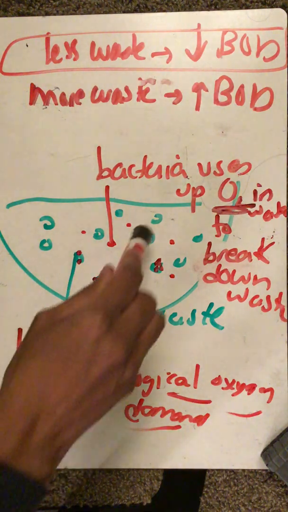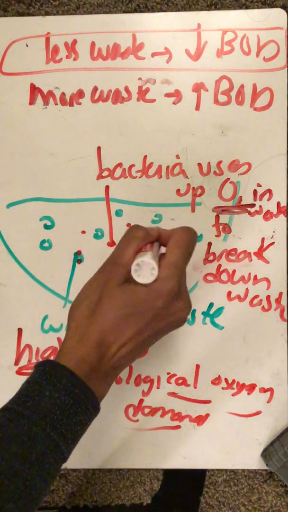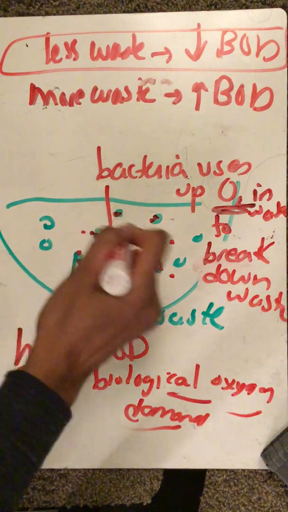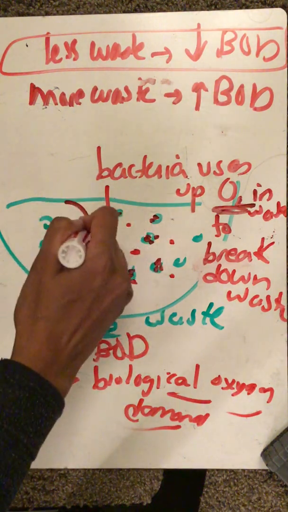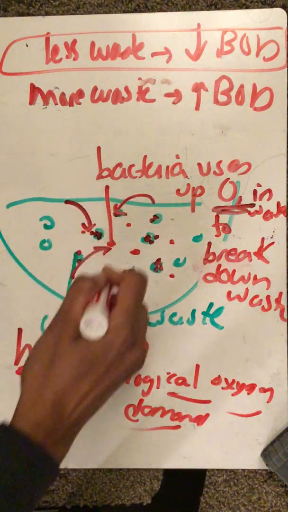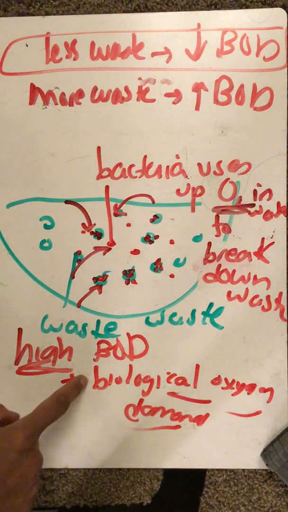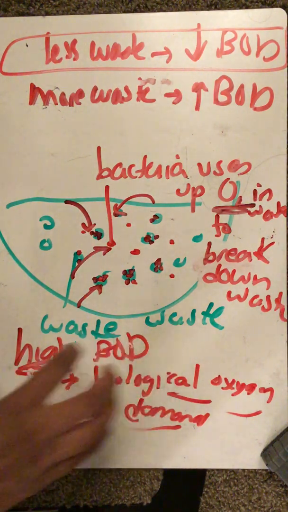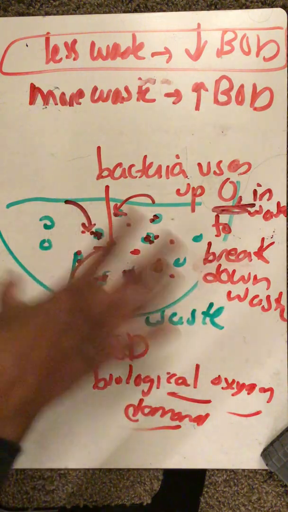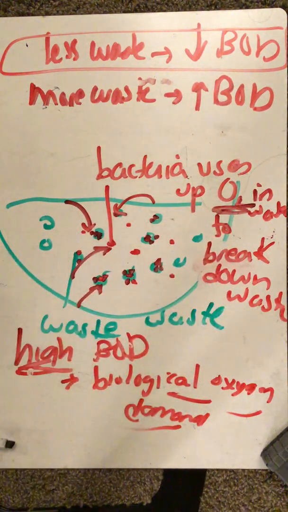So again, if you have a lot of sewage and you have all these bacteria breaking down the sewage, they're using up all the oxygen in the water to break it down. Your water's going to not be that great, right? So a high biological oxygen demand means you have lots of bacteria that are using up all the oxygen in the water to break down waste.